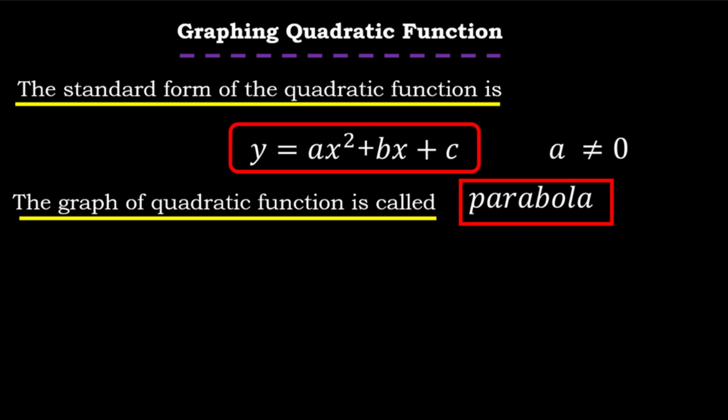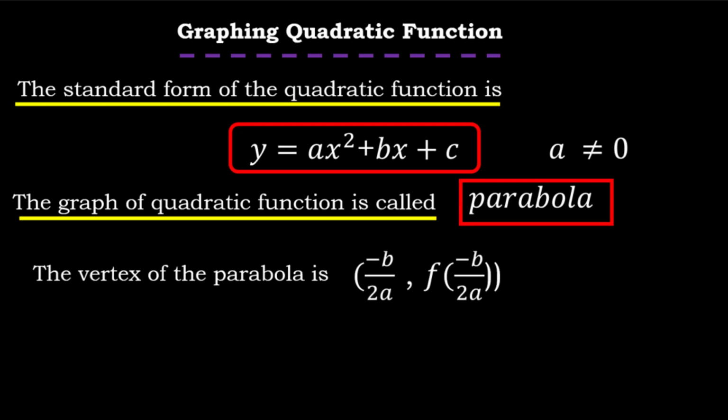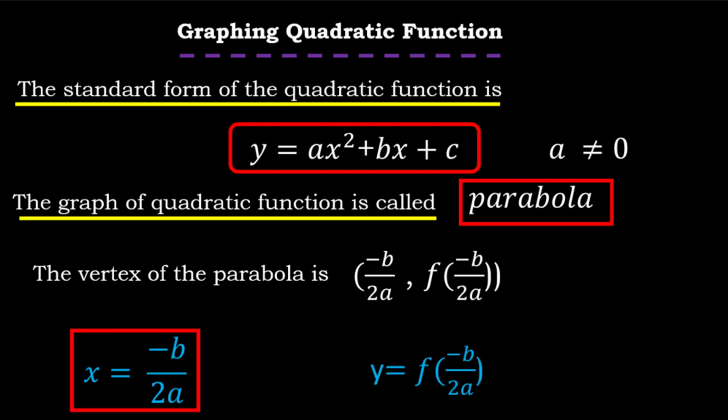To find the vertex of the parabola, the x coordinate will be negative b over 2a, and y equals f of x. So to find the y coordinate, just find f of negative b over 2a. So x equals negative b over 2a and y equals f of negative b over 2a, and we can find it algebraically.